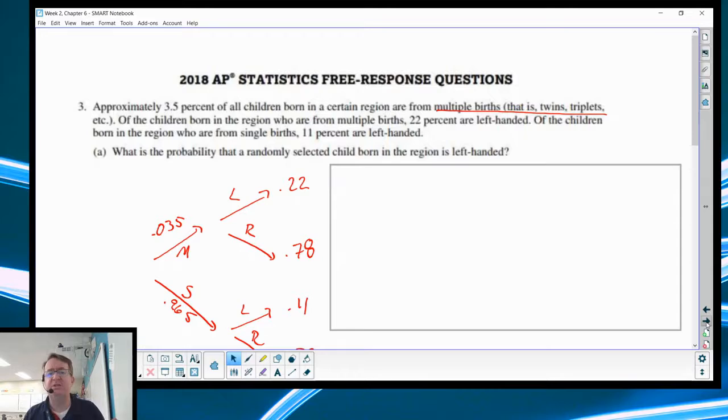This is very similar to the setup of what we did yesterday when we were talking about probability. Just a tree diagram. I've got over here multiple birth or single birth. Multiple births are 0.035, and 96.5% for the remainder. Then, are they left-handed? That's a 22% chance, 78% chance not. For a single birth, there's an 11% chance they're left-handed.